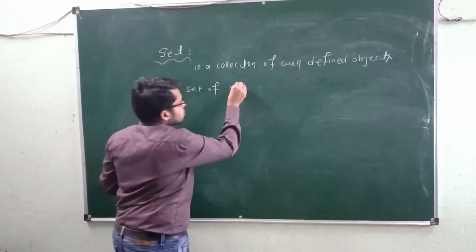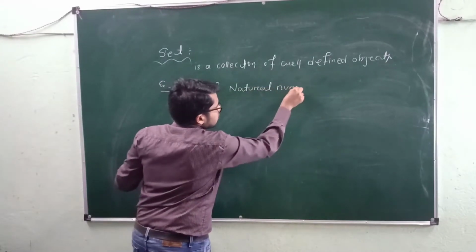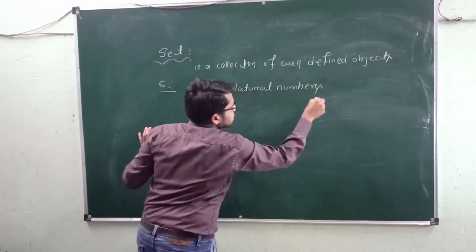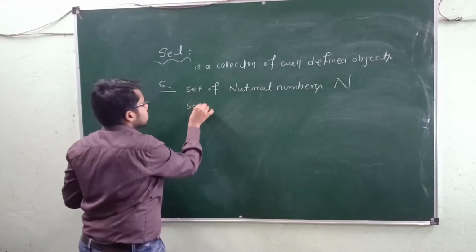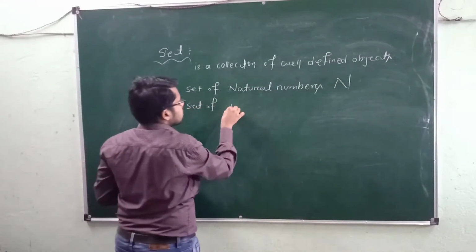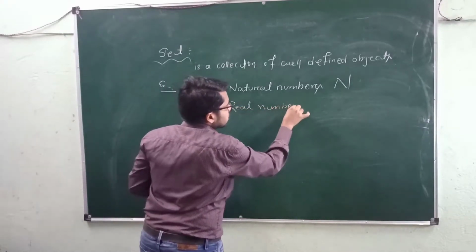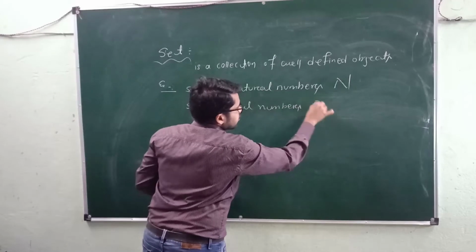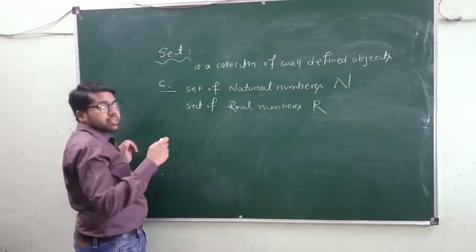I already gave you some examples regarding sets, such as the set of natural numbers, that is denoted as capital N. Similarly, the set of real numbers, that is denoted as capital R, and so on. So we already covered how to represent a set.